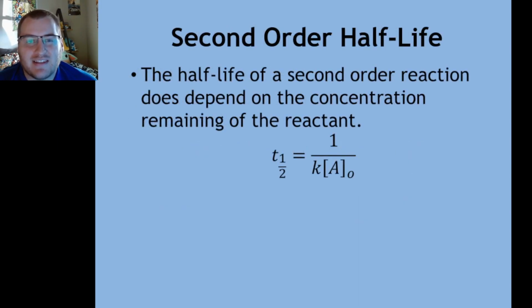Second order half-life is the exponential half-life. The half-life of a second order reaction does depend on the concentration remaining of the reactant. The time of a half-life here ends up being 1 over k times the original concentration. I'm not going to concern you with where this formula comes from. It's also from calculus magic, so just go with it. Basically, with a second order half-life, it's exponential. So if you start with a ton of it, the half-life is going to be faster. But if you start with just a little bit of it, the half-life is going to be slower. So this one, the half-life actually changes over time.